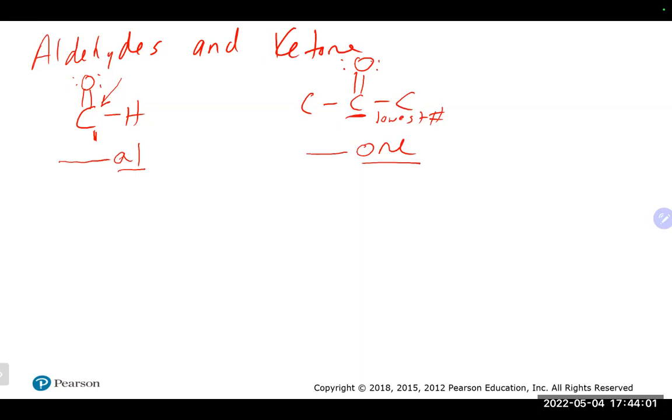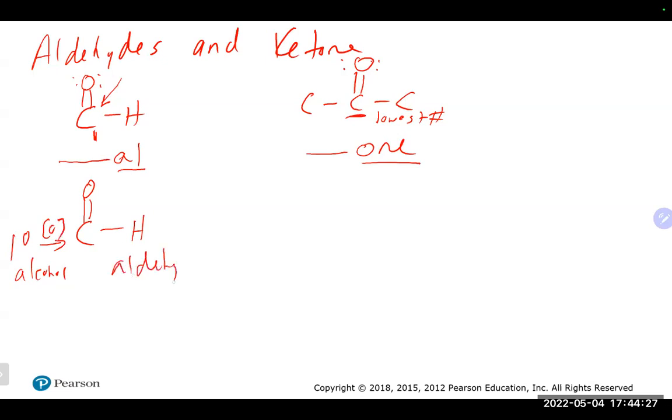We talked about some reactions that these do. We're going to talk about a few more in just a second, but remember that we can get our aldehyde from the oxidation of a primary alcohol. So if we take our primary alcohol and oxidize it, we will make that aldehyde group.